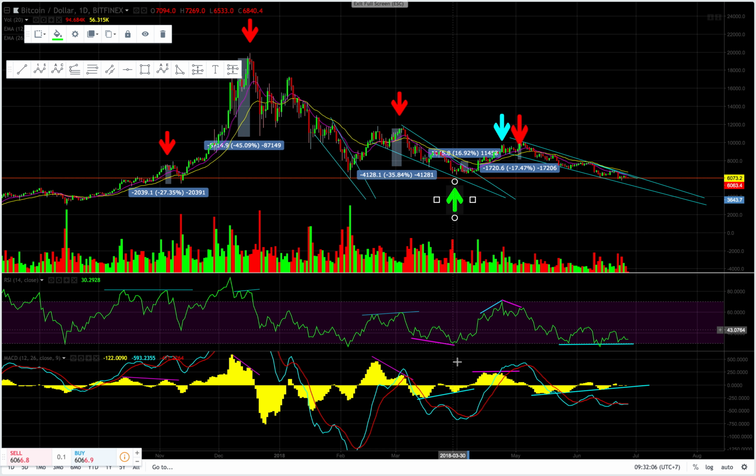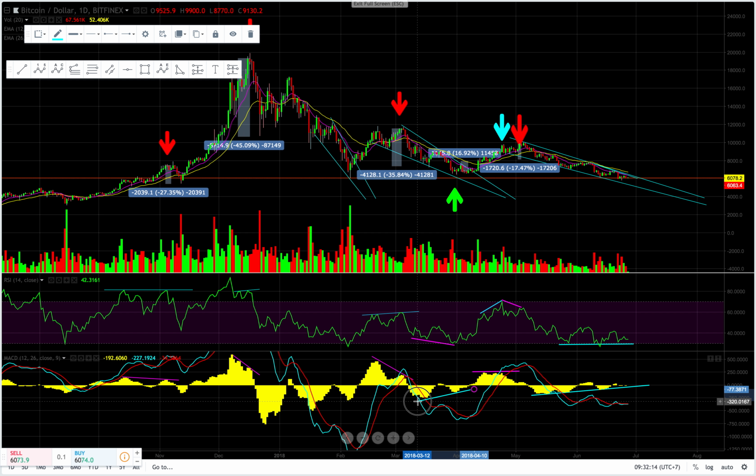But if we look at the MACD now, the RSI is steadily going down, but the MACD, from this point, around this area, you will see is actually going up. Whereas the price, if we go from here, 7,800, has actually come down here.